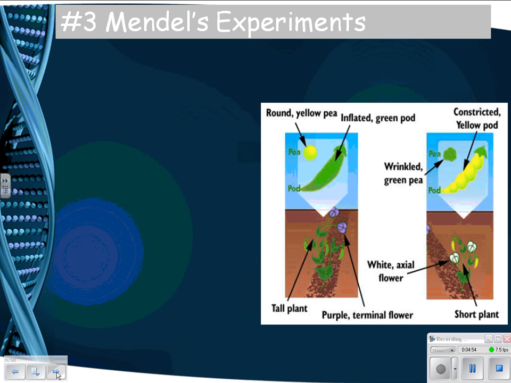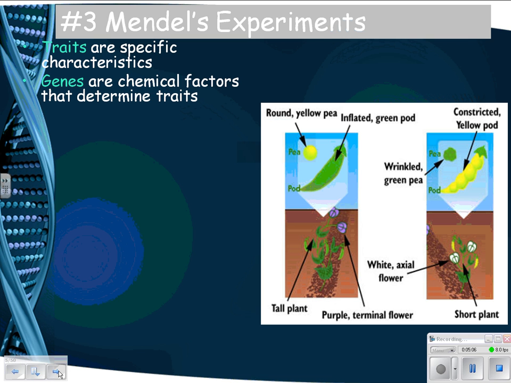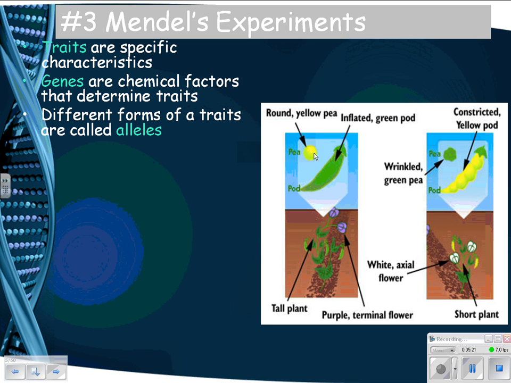Now, traits are specific characteristics of a plant. Genes are chemical factors that determine the traits. Alleles are just different forms of a trait. So if you look at, for example, the yellow pea, that's a trait, okay, a yellow trait. It's controlled by a gene that's a chemical factor, and it's the DNA.